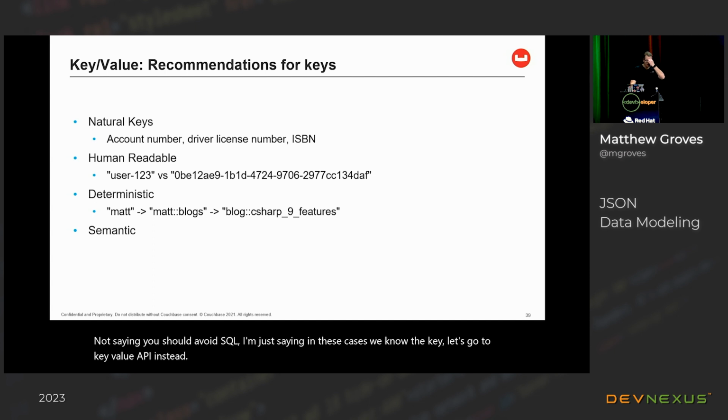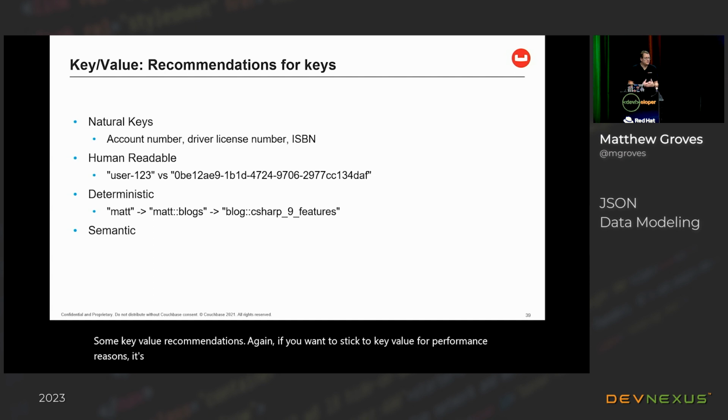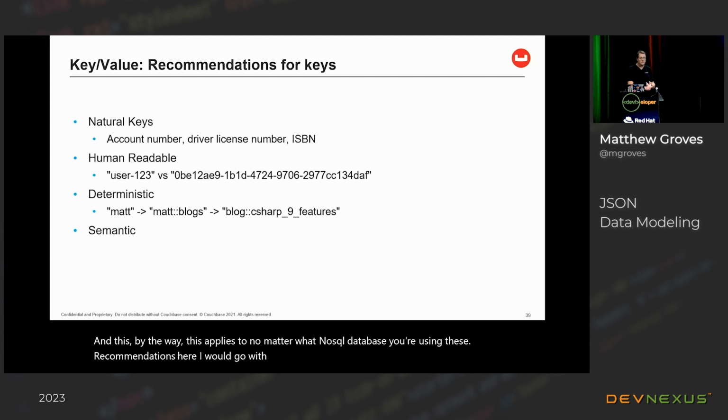Some key value recommendations. Again, if you want to stick to key value for performance reasons, it's going to benefit you to use it as much as possible. Here are some tips to maximize your key usage, and make it easier for you as a developer as well. And this, by the way, applies no matter what NoSQL database you're using. I would go with these recommendations: keep them natural if possible. Remember that keys are going to be immutable, so if you're going to use a natural key, make sure it's not one you're really going to want to change. Human readable if possible, because if I'm browsing data, I know the one on the left is a user, the one on the right could be anything, I don't know.